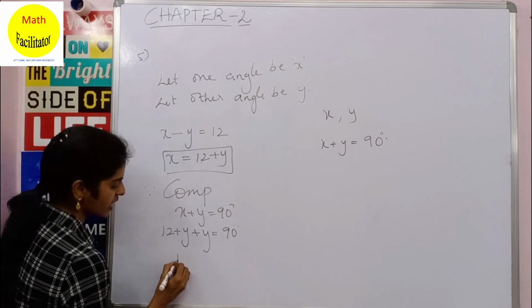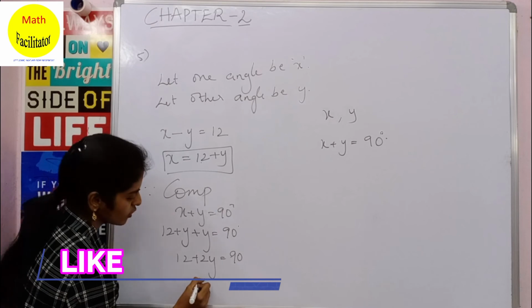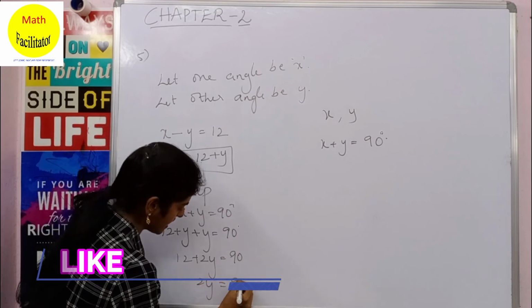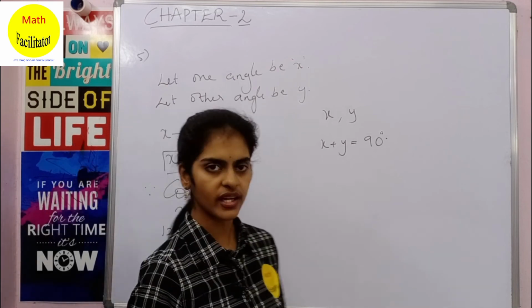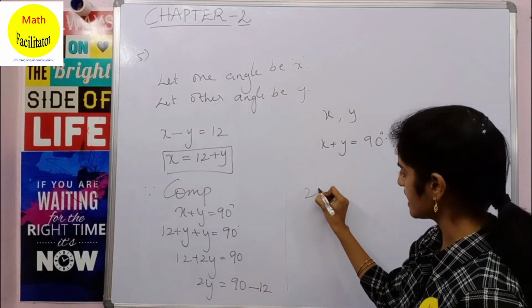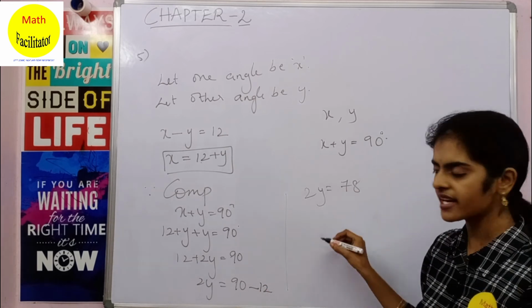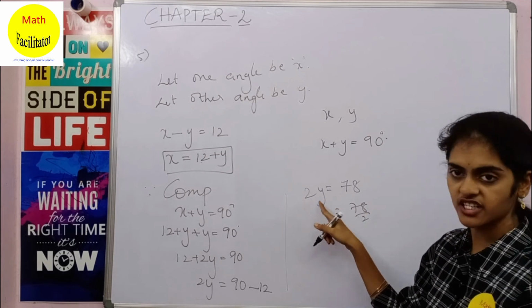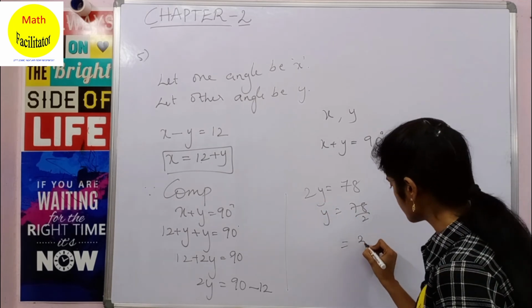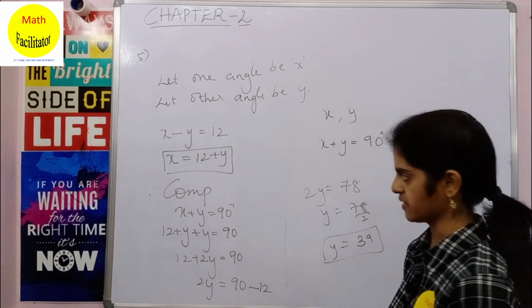Okay, so 12 plus y is 2y equal to 90. Okay, so 2y equal to 90, and the 12, it is plus 12. If it goes to the other side, it is minus 12. Okay, so 2y equal to, now 90 minus 12 is 78. Okay, so y is equal to 78 divided by 2, since it is multiplication here. So this is 2 3s are 6 and 2 9s are 18. So y is 39. Clear?